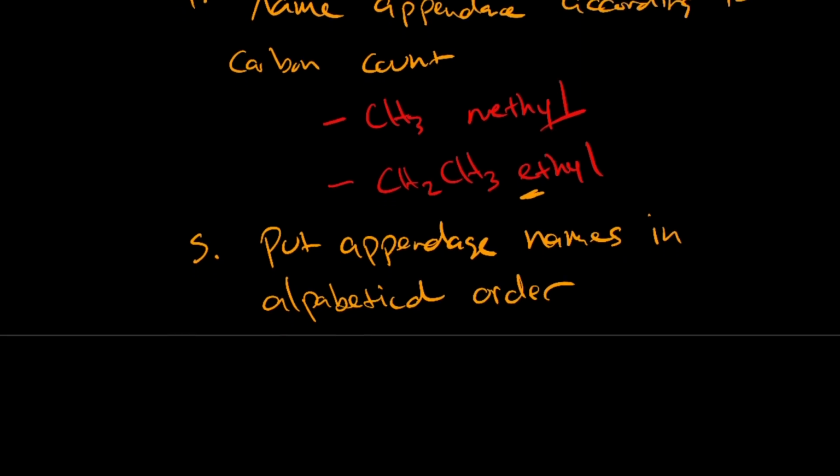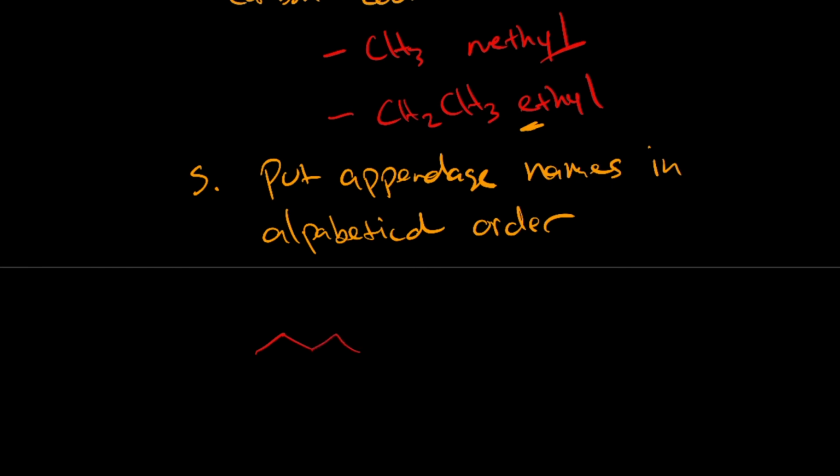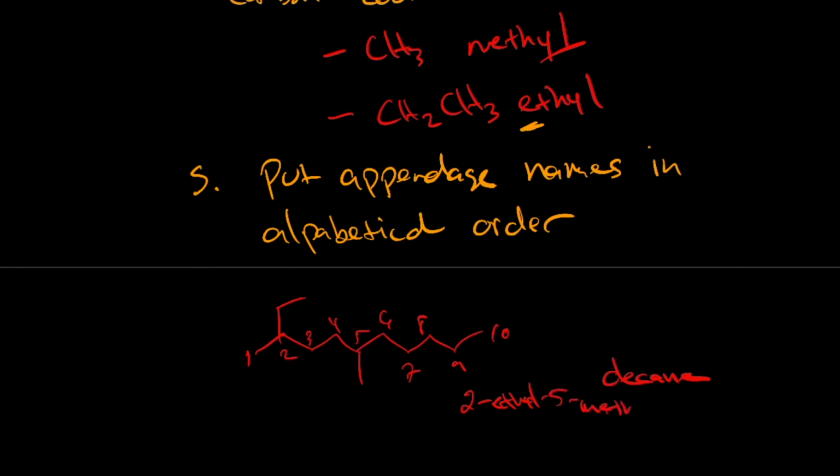So if we had ourselves something that looked like this, we would count it 1, 2, 3, 4, 5, 6, 7, 8, 9, 10. Ooh, this is a decyl chain. So this is decane, except we've got a 2 ethyl and a 5 methyl. And then we can just add it right there, boom, there's your name. 2 ethyl, 5 methyl, decane.